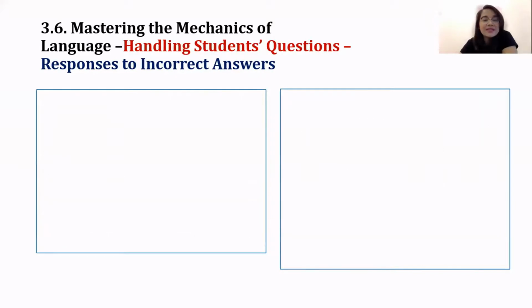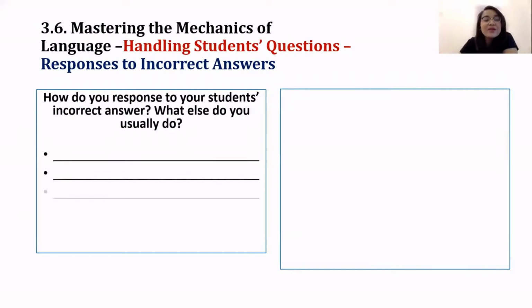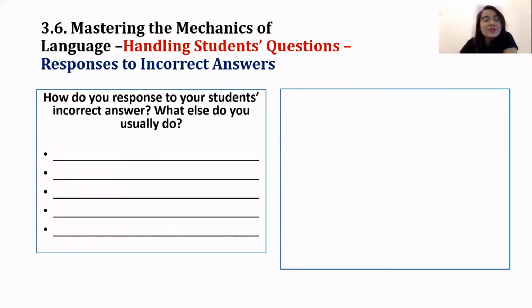All right, now the opposite, responses to incorrect answers. Let me ask you first. How do you usually respond to your students' incorrect answer? What else do you usually do? Do you do something with your facial expression or body gesture or other things, instead of or in addition to speaking? And here are the useful phrases that we can use to respond to incorrect answers.